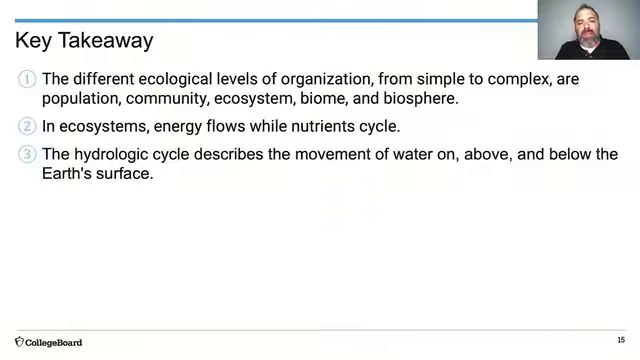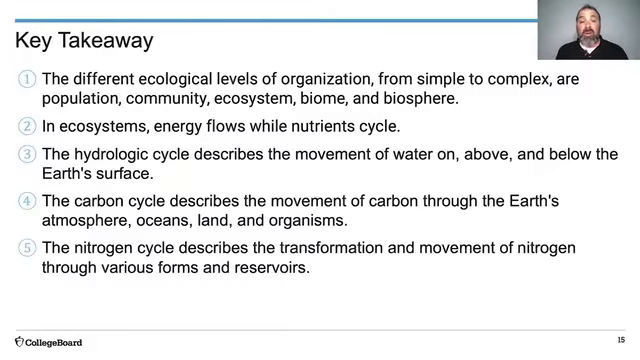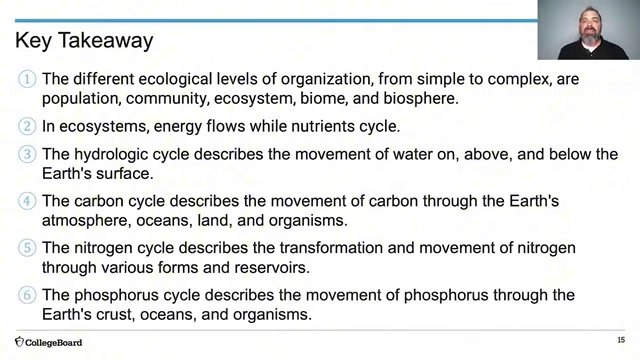Three, the hydrologic cycle describes the movement of water on, above, and below the Earth's surface. The carbon cycle describes the movement of carbon through the Earth's atmosphere, oceans, land, organisms, again, focusing on photosynthesis and respiration. The nitrogen cycle describes the transformation and movement of nitrogen through various forms of reservoirs. That nitrogen has a lot more steps. It has to be converted, and so that transformation is a little more complex. And six, the phosphorus cycle describes the movement of phosphorus through the Earth's crust, oceans, and organisms.